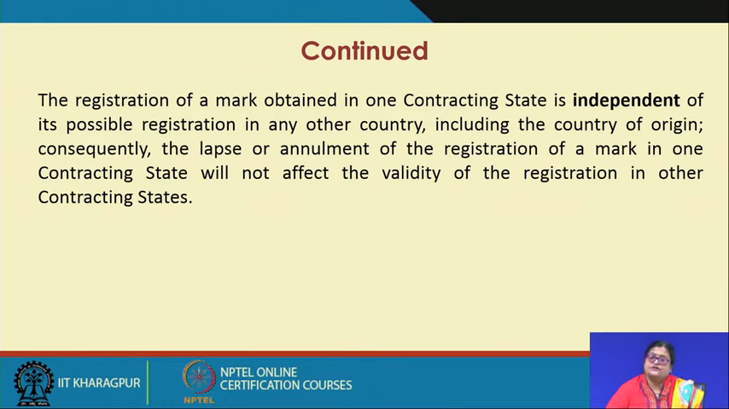The registration of a mark obtained in one contracting state is independent of its possible registration in any other country, including the country of origin. Consequently, the lapse or annulment of a registration of a mark in one contracting state will not affect the validity of the registration in the other contracting states.